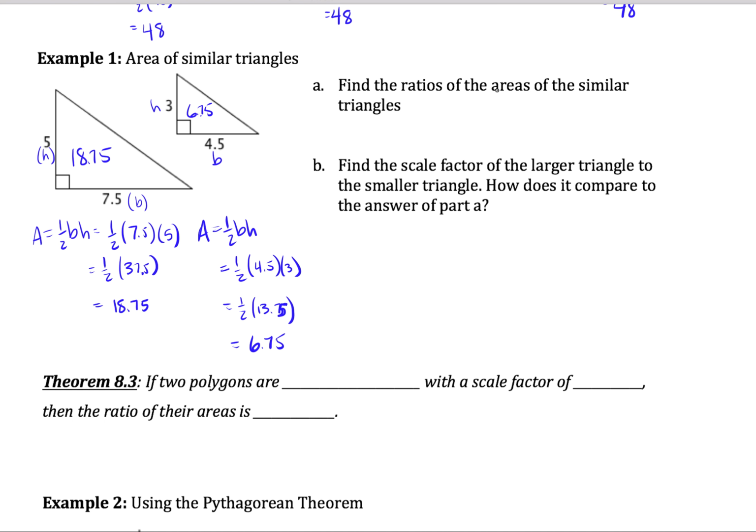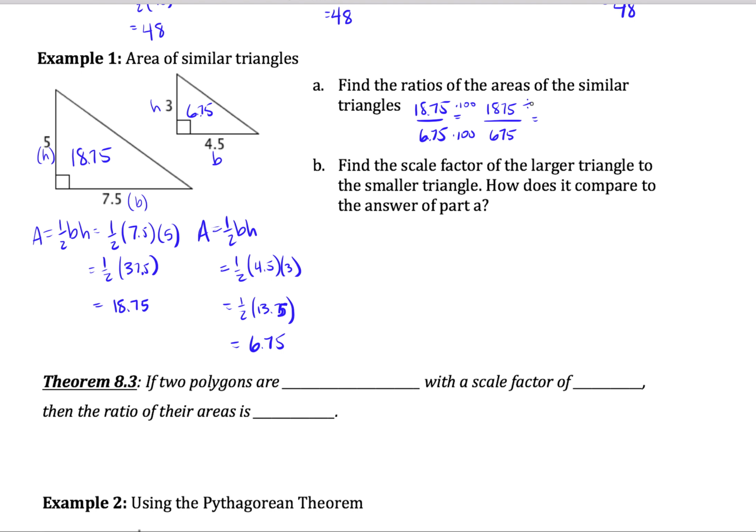Now it says find the ratios of their areas. So that means we need to take that 18.75 and put it over 6.75 and reduce that. Now it does have these decimals in it. So the first thing we're going to do is multiply both of these times 100, because what that does is it gets rid of my decimal. It turns into 1,875 over 675. And to reduce this, I can either type 1875 divided by 675 in my calculator and then ask my calculator to convert that to a fraction, which is probably the way I would do it.